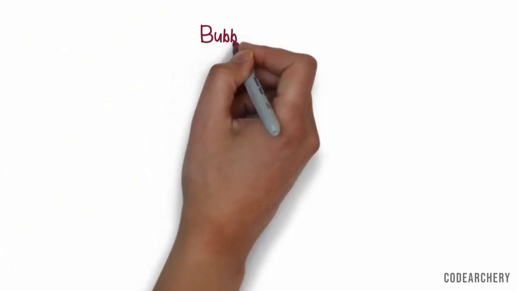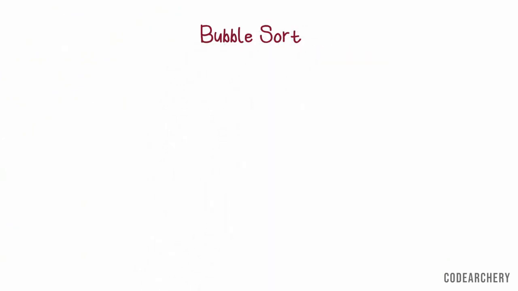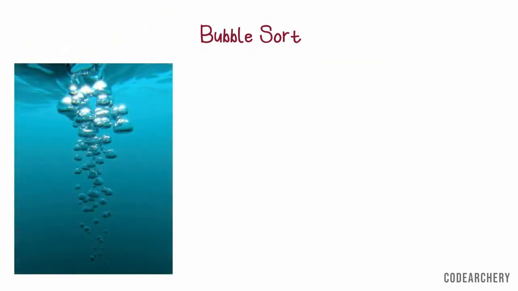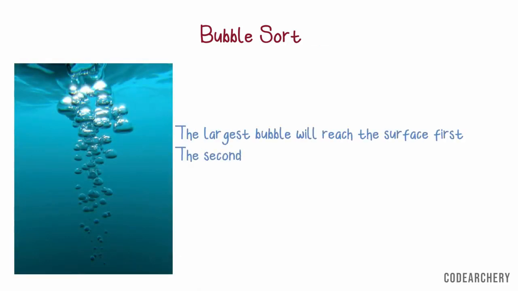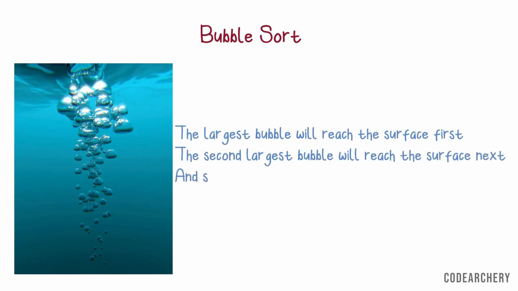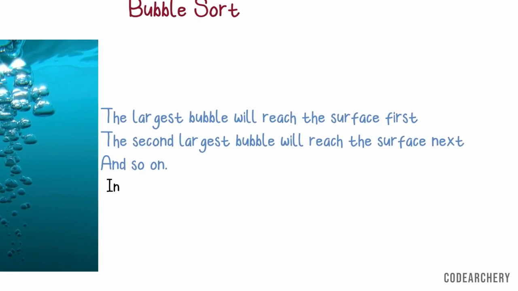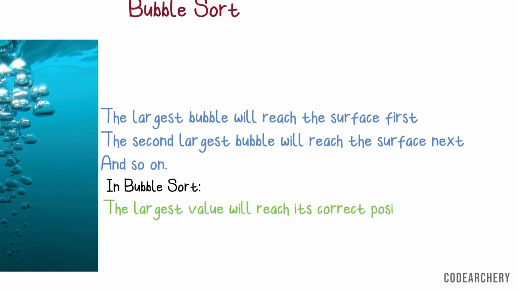Now let's analyze bubble sort. Do you know that bubble sort got its name from the way bubbles rise to the surface? The largest bubble will reach the surface first, then the second largest will reach next, and so on. The same happens with bubble sort. The largest element will reach its correct position first, then the second largest value, and so on.